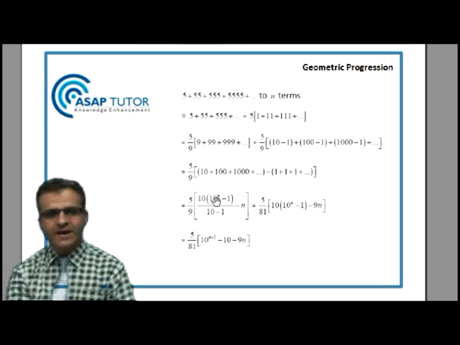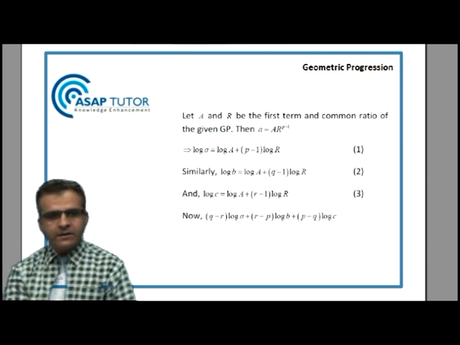So it will be 10 into 10 raised to the power n minus 1 divided by 10 minus 1, and minus 1 minus 1 minus 1 so on up to n times it will be minus n. Simplifying it, we get 5 by 81 into 10 raised to the power n plus 1 minus 10 minus 9n.